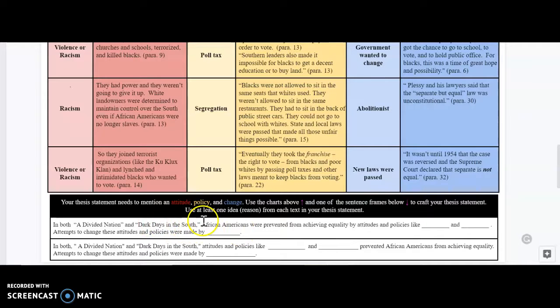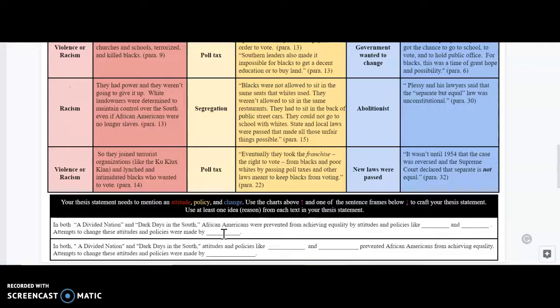I named both texts, and I also restated the question. African Americans were prevented from achieving equality. Then I have my by statement. By attitudes and policies like, this is where you put an attitude, this is where you put a policy. Attempts to change these attitudes and policies were made by, this is where you would put one of the attempts to change.